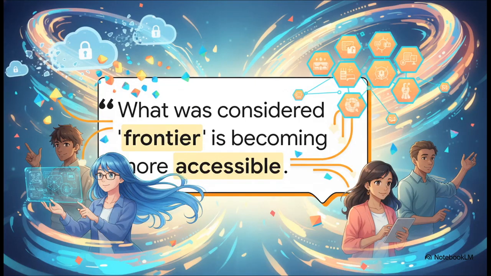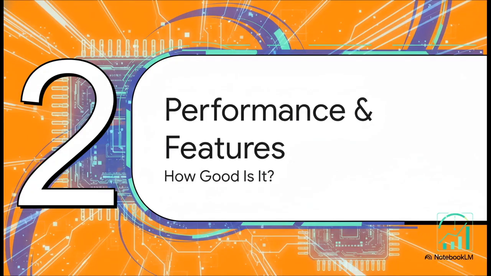As expert Jin Conan Wong puts it, what was considered frontier is becoming more accessible. And that's the key takeaway here. This release fundamentally changes the baseline for what we consider a readily available, high-performance AI model. Okay, so that brings us to the next logical question. Just how good is it? Let's take a look at the performance specs and the key features that make this model so powerful.